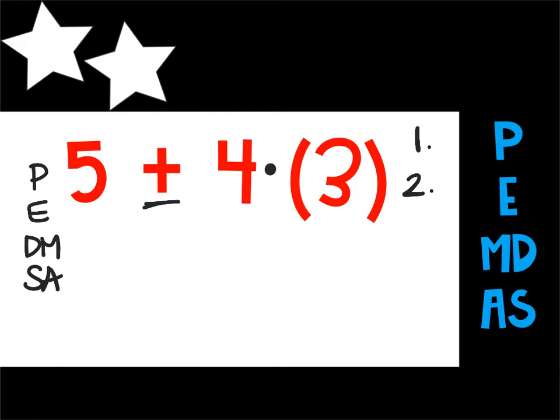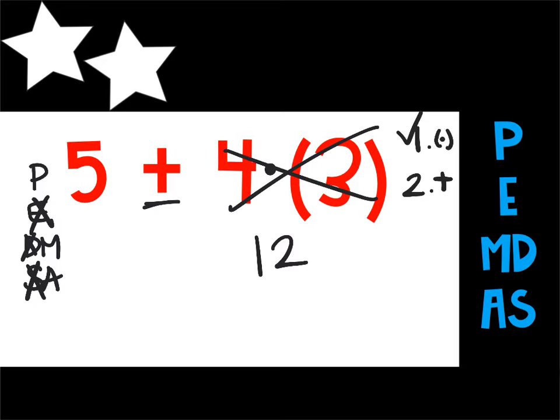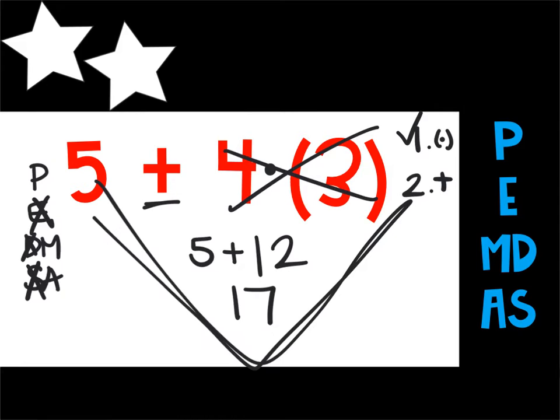I do have parentheses. No exponents, no division. I do have multiplication, no subtraction, but I do have addition. So first I'm going to multiply. Then I'm going to add. So 4 times 3 is 12. Cross it out, check it off, bring everything else down. Get the same answer. Make your V, and you're done.